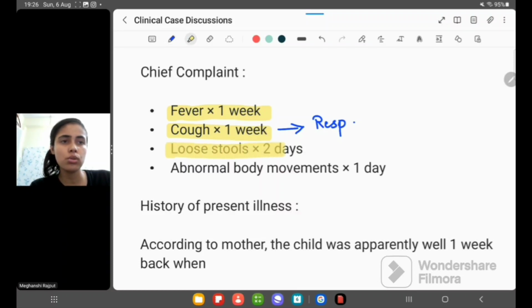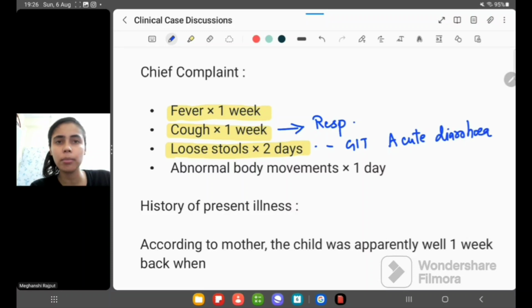For loose stools from the past 2 days, I may think of a GIT case because the child is having diarrhea. This is just a 2 day history, so it is an acute diarrhea. I can think of some dysenteries if there is blood: enteric fever, typhoid fever, most commonly Salmonella infection. If there is blood, dysentery, Shigella infections, most commonly I see E. coli. But here, when I combine these histories, there is a fever and a cough and loose stools associated with them.